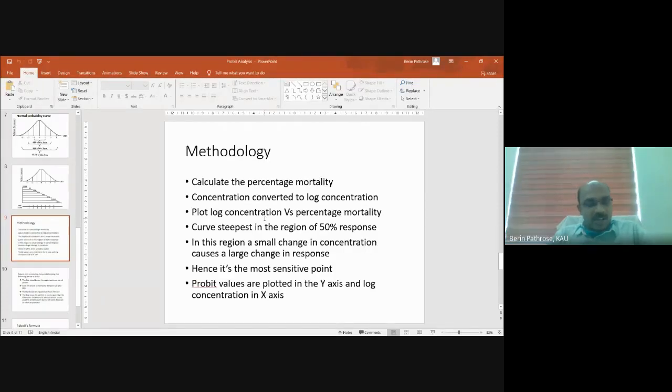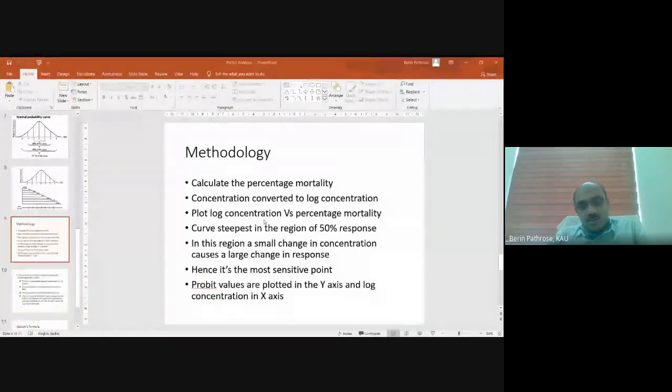Nowadays we have software with which we can calculate LC50, even normal statistical software such as SPSS, even Excel can calculate LC50. This is because this is nothing but a regression analysis. The only thing is that we have to convert the data into percent mortality, then the percent mortality into probit. So this is an extremely short class, just giving a brief.